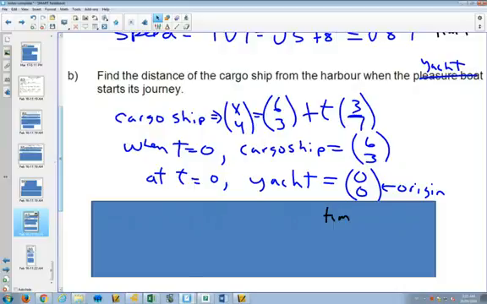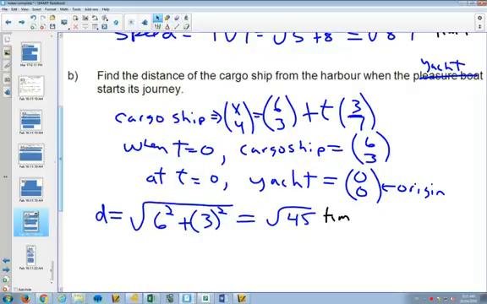So there's our cargo ship. At time 0, it's at 6, 3. At time 0, the yacht's at the origin. So you can just figure out the distance of the vector 6, 3, which is 45 kilometers.